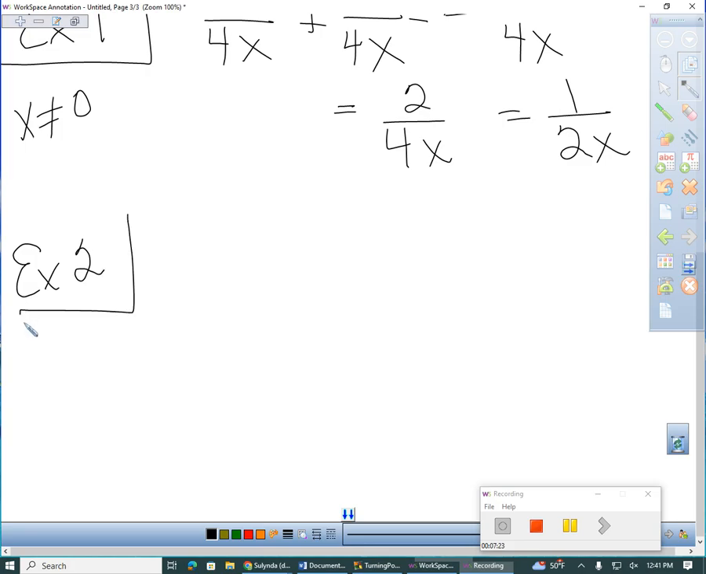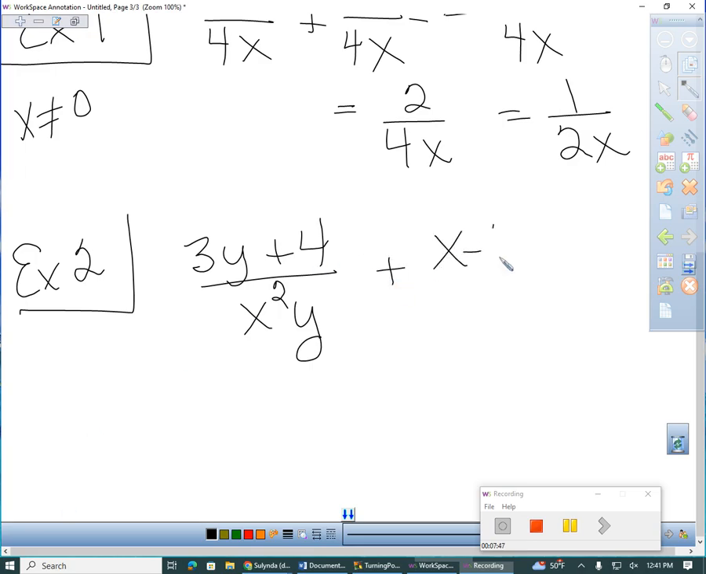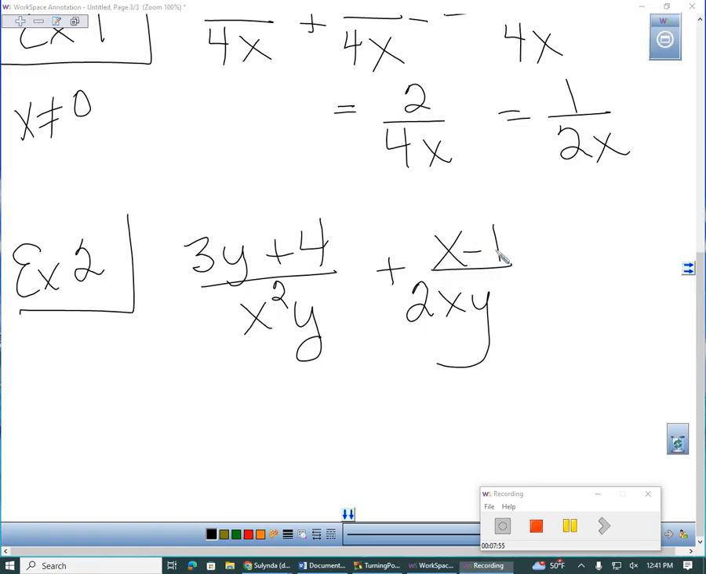Let's get a little bit tougher. Okay, so let's go with (3y + 4)/(x²y) + (x − 1)/(2xy). All right, let me get this out of my way. We're going to go equals. We're going to draw our line. So first of all, it's all factored already.